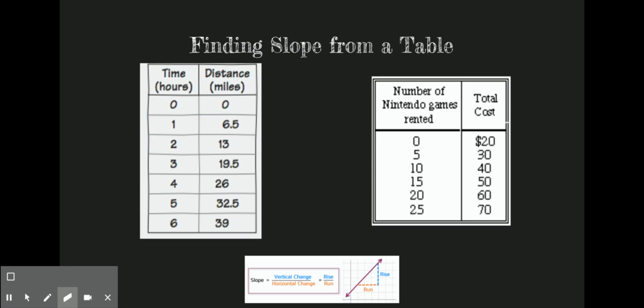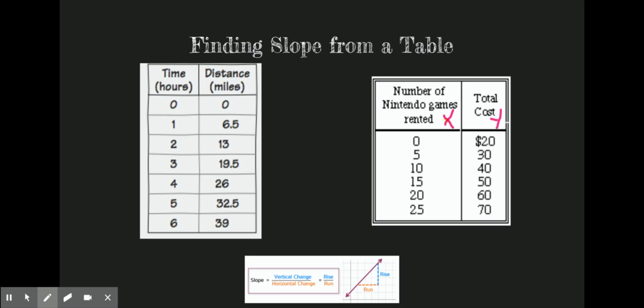All right, let's take a look at this next table. This is an older table, number of Nintendo games rented, but I just wanted to show you that sometimes we had rental services before where you could pay a fee and rent some games. So in this case, the number of Nintendo games rented would be the x. Sorry, let me get a darker color here so you can see it. This is going to be my x values, and the total cost is going to be my y. Y is typically noted as the total that we're going to pay.